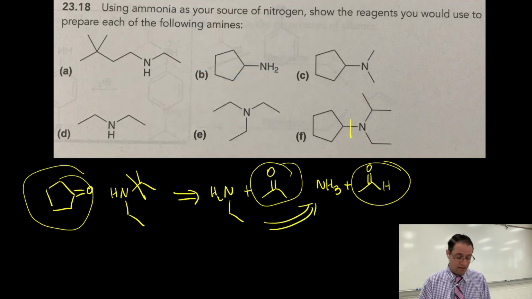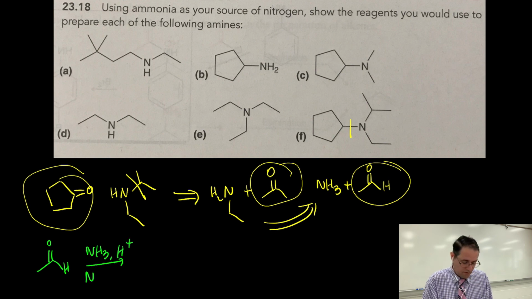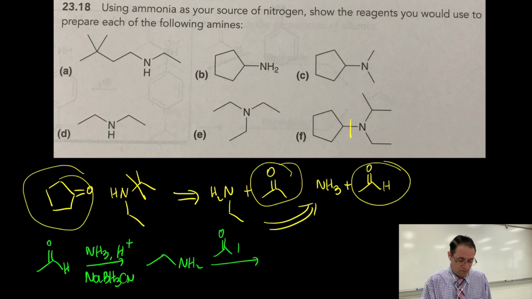So with that in mind, I'm just going to start from right to left as I broke it down. We're going to start with acetaldehyde. Add your ammonia, H+, NaBH3CN. That gets the ethylamine. Then I'm going to do the reaction with acetone. Don't forget your H+, NaBH3CN. That gets the isopropyl group on there.